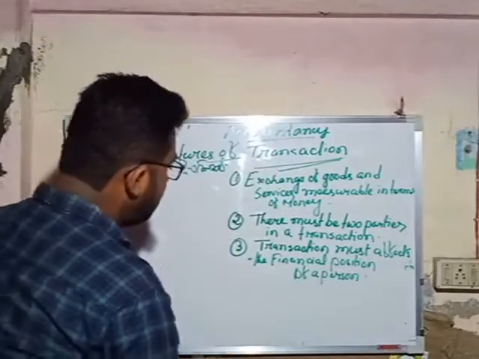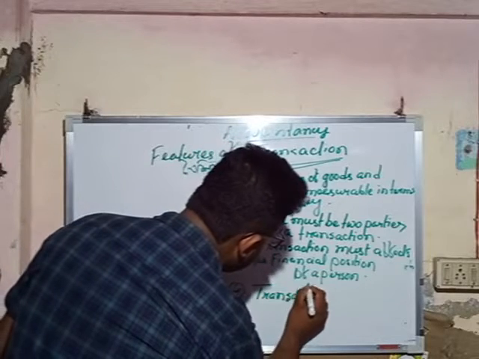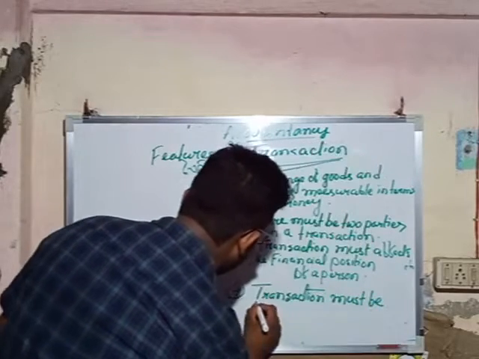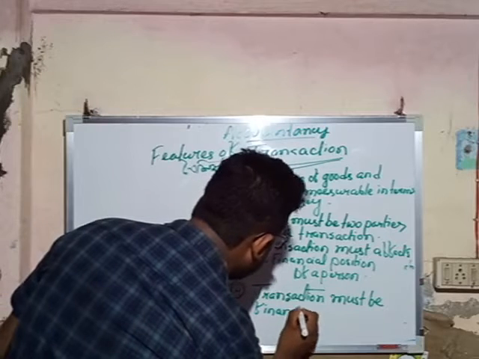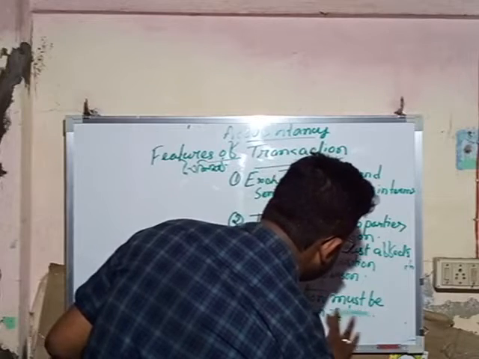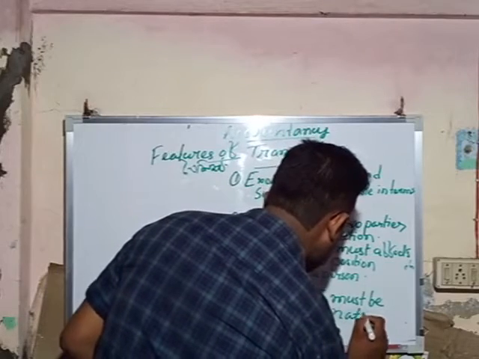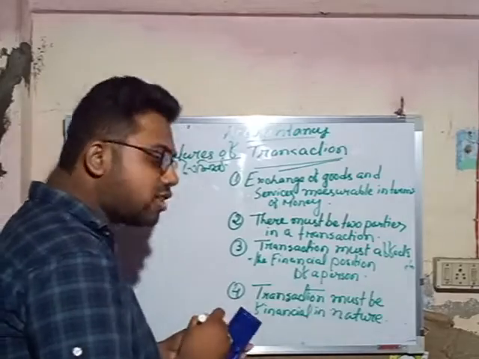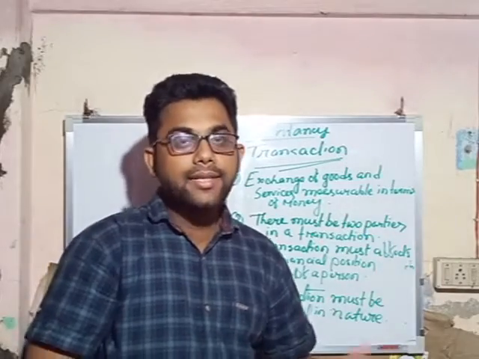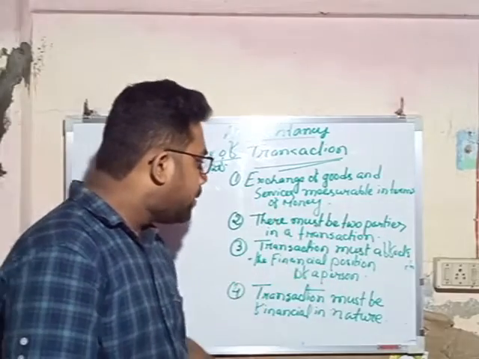Okay, and the next point is transaction must be financial in nature. That means the transaction must be measurable in terms of money. If it is not related with money, if it is not related with finance, then we cannot consider it as a transaction. So these are the main four important features of the transaction.